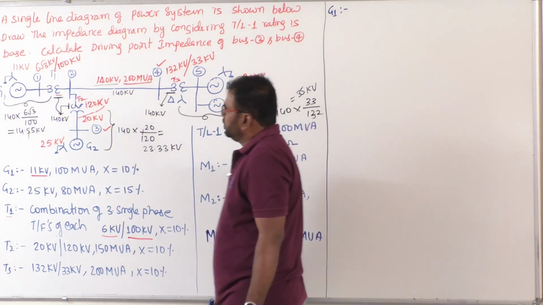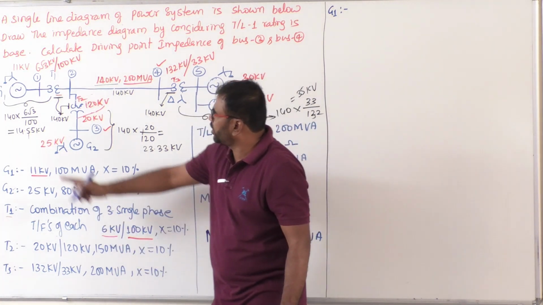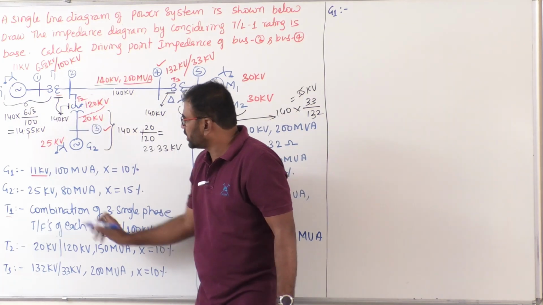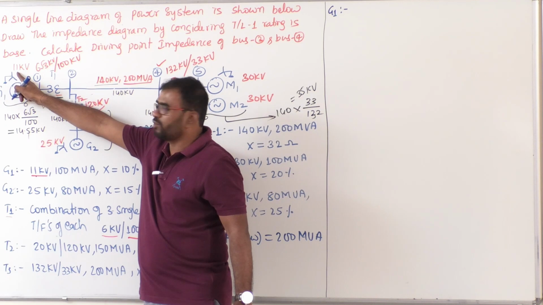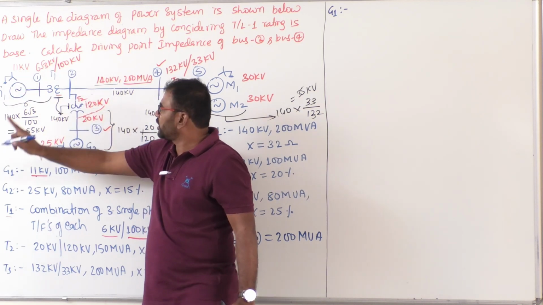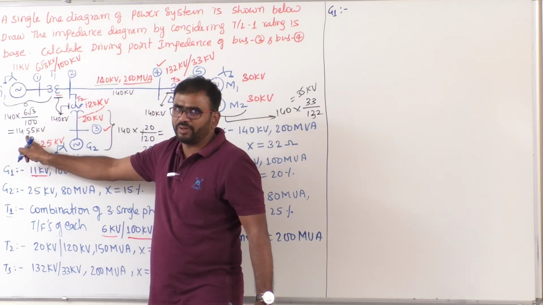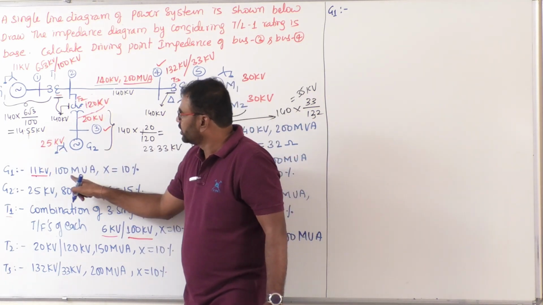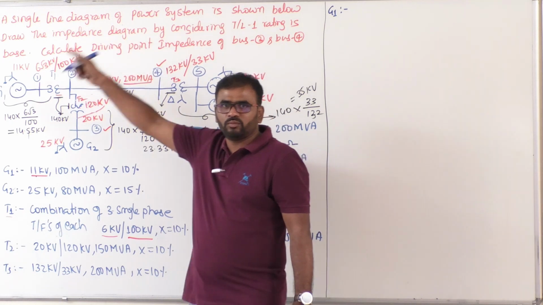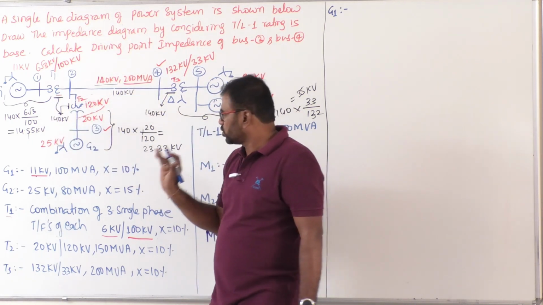For generator 1, what is the KVB old? Its rating. What is the rating? 11 kV. It's already written here. 11 kV is the KVB old for generator 1. What is the KVB new? 14.55 kV. We have already calculated. What is the MVAB old? 100. What is the MVAB new for the complete system? 200 MVA. Okay.